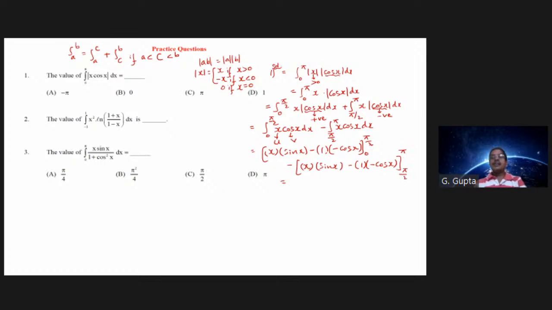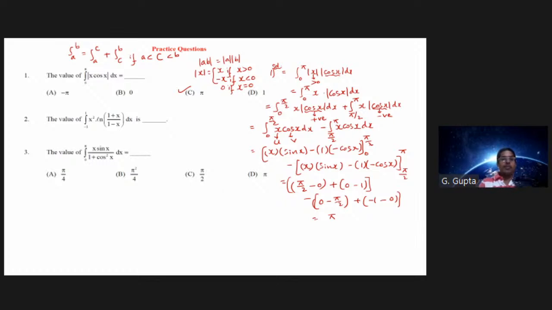So here sin pi by 2 is 1, but if I put x as 0, this lower limit gives 0. So the upper limit simplifies to pi by 2 minus 0. Minus in minus plus cos pi by 2 is 0, cos 0 is 1. So minus of, if you put pi, sin pi is 0 minus sin pi by 2 is 1, so this is pi by 2. Minus in minus plus cos pi is minus 1, cos pi by 2 is 0. So this is minus 1. Here plus 1 cancels, plus pi by 2 plus pi by 2 is pi. So the answer is pi. Accordingly, the answer is option C.